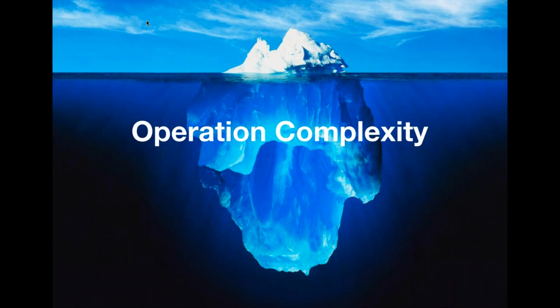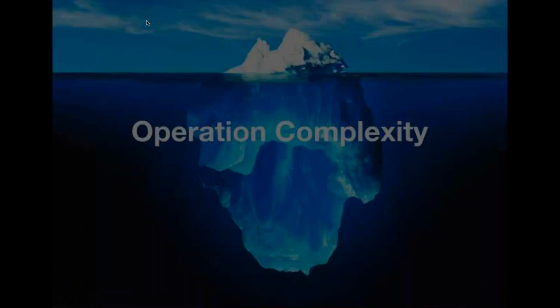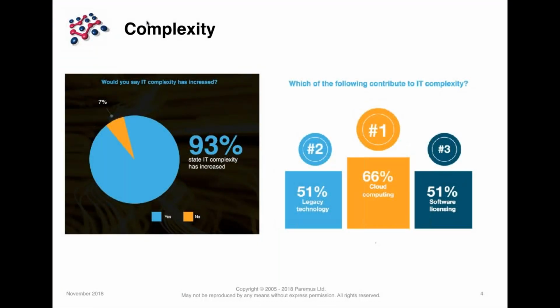Operational complexity affects the stability of systems, the reliability, the cost of maintaining them, and just generally adapting and changing them over time. It's not just something that we believe is a problem. A recent survey of CIOs and organizations stated that 93% of them had said that IT complexity had increased, and that one of the main contributors to this was cloud computing, which may surprise some of you.